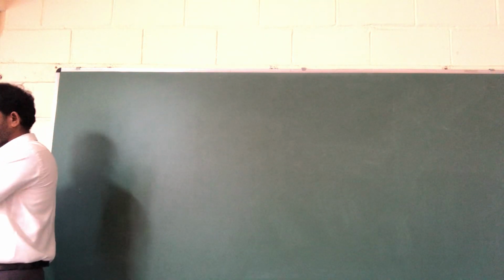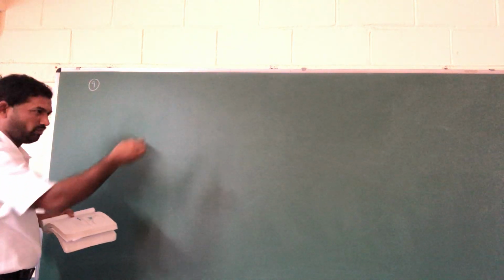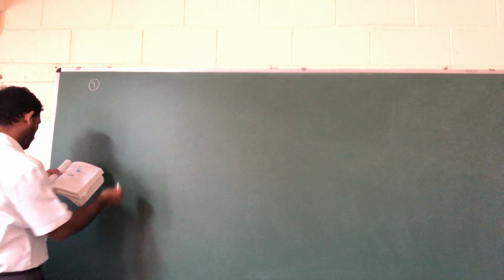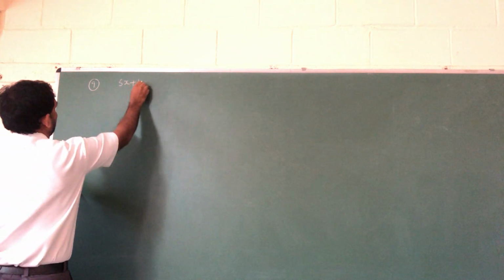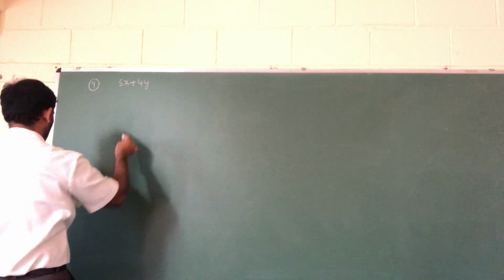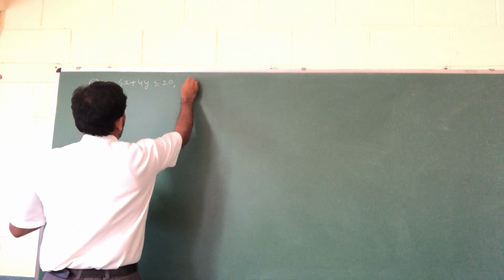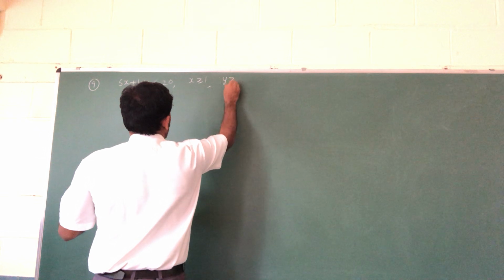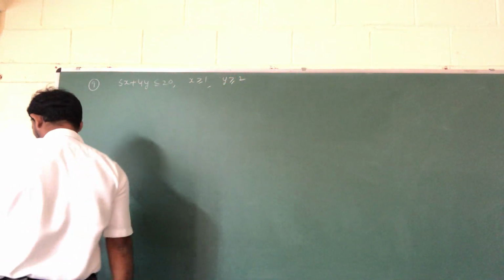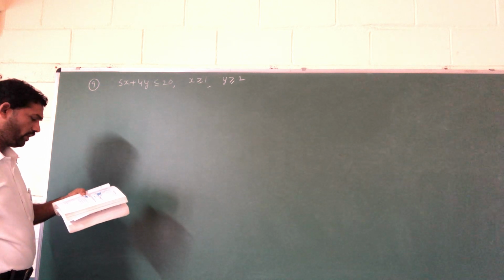Next one, ninth one: 5x plus 4y less than or equal to 20, comma, x greater than or equal to 1, y greater than or equal to 2. This one you do as homework.